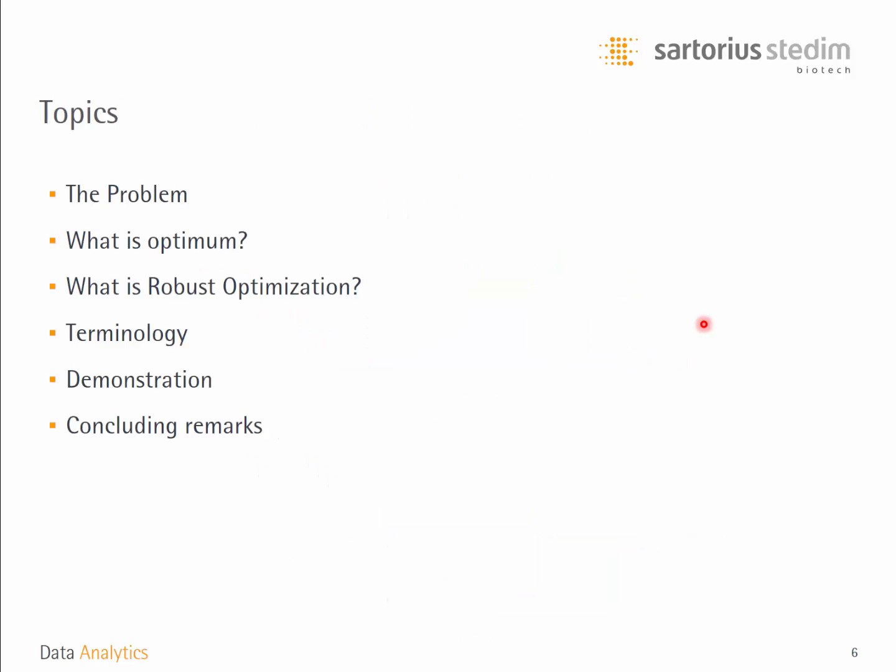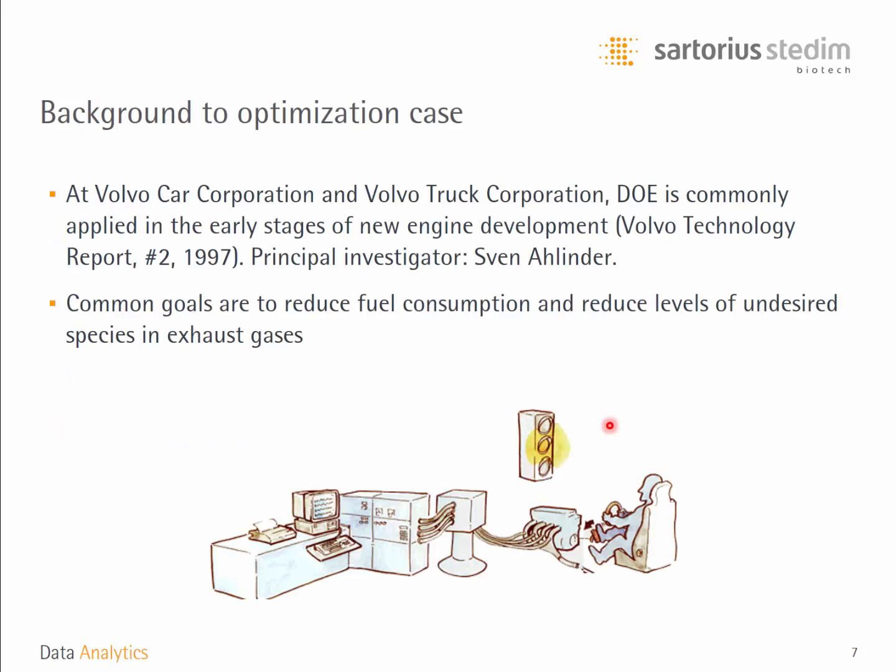Here is a little outline of today's presentation. We're going to discuss the problem. We're going to consider what we mean by the term optimum, what is robust optimization, some terminology. There will then be a demonstration of a case study drawn from our tutorial examples from our course material, and towards the end there will also be some concluding remarks.